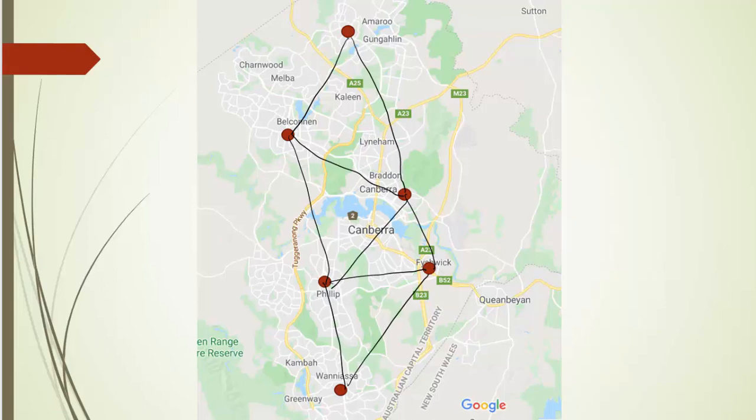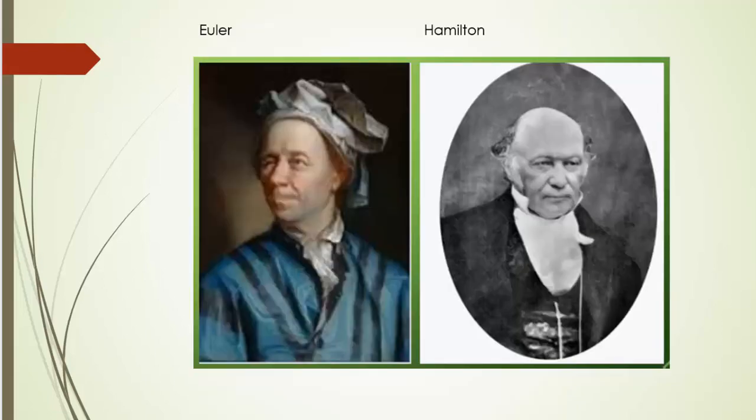saving time? If you've got a delivery service, you don't want to be going to multiple places in order to get around everywhere, nor do you want to be going over all the roads more than once. So that's the issue that is being discussed by these two gentlemen. There's Euler on the left, Hamilton, who was a Scot, is on the right.